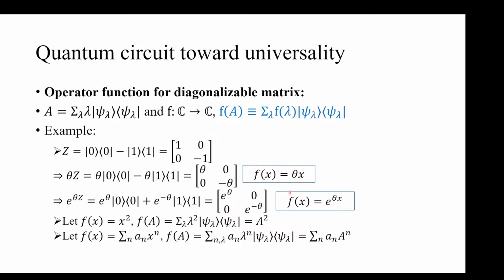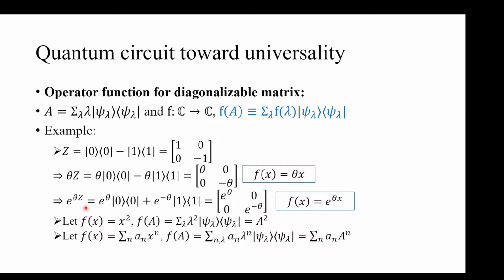So we can take f of x as an exponentiating function. So f of x equal to e to the theta x, where theta is some fixed parameter you set. Then if x equals 1, it becomes e to the theta. So this 1 becomes e to the theta. And if x equals -1, it becomes e to the minus theta. So this becomes e to the minus theta.